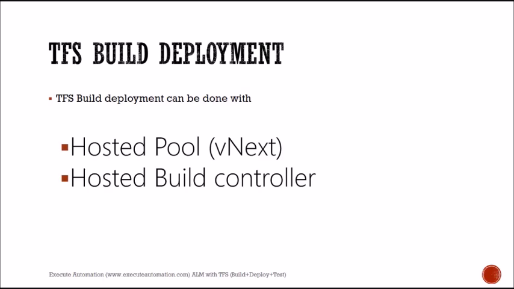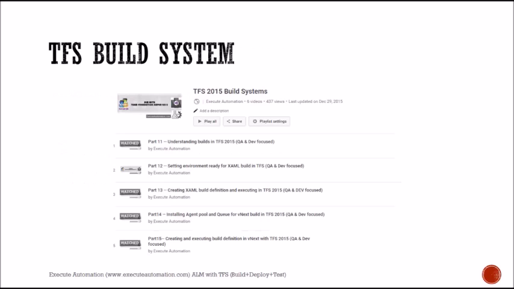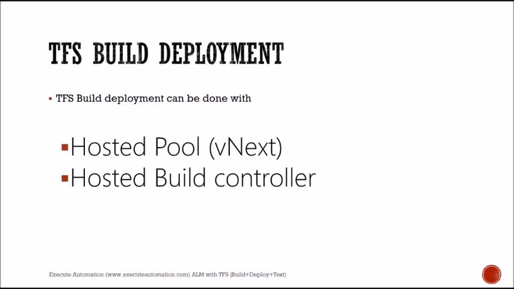Whereas in XAML build, there is an agent and controller model available, otherwise called the hosted build controller. There you should have a definite agent and controller setup. Meaning if you're going to run 3 builds altogether, then you should have 3 build agents and 1 controller. We discussed that in our Team Foundation Server build system series, so you can go to the Execute Automation YouTube channel to learn more about it. So this is the build deployment using Team Foundation Server.